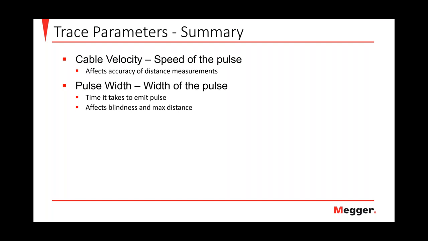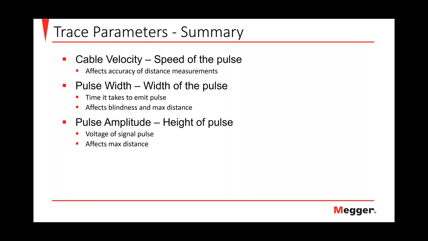And it can affect the blindness of that reflective signal and the overall max distance of the trace. And pulse amplitude, the height of the pulse, which is really just the voltage, the amount of voltage that pulse is being sent out at. And that also is going to affect the max distance, but can oversaturate the trace.